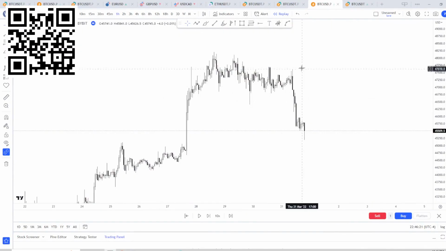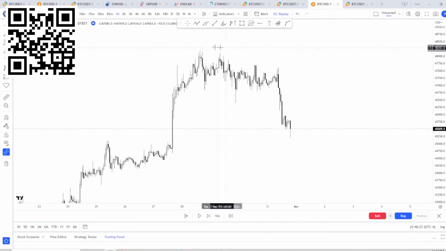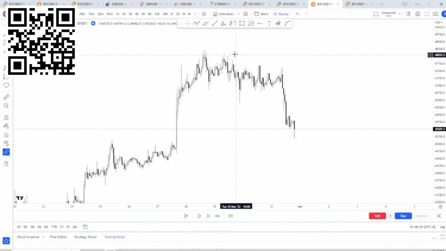Very, very nice model, especially when you have evidence of a previous distribution or an accumulation. It works a lot better, but it's not necessarily required either. And the idea is quite simple, really. What we're looking at is using what we know about ranges. We want to identify a range.